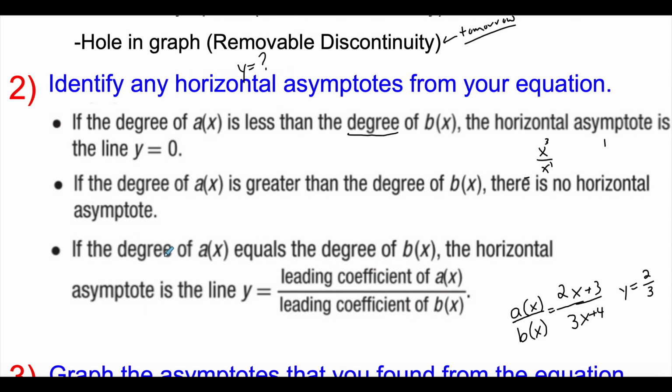Okay, these three rules, you want to write them down. You're going to be using them for your homework. So if the degree of the top is less than the bottom, you got a y equals 0. Degree of the top is bigger than the bottom, no asymptote, no y equals asymptote. If they're the same, then you just look at the numbers in front of the x, or in front of the biggest powered variable. Okay?